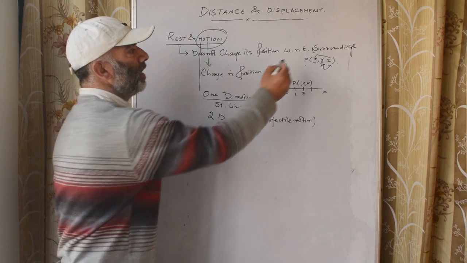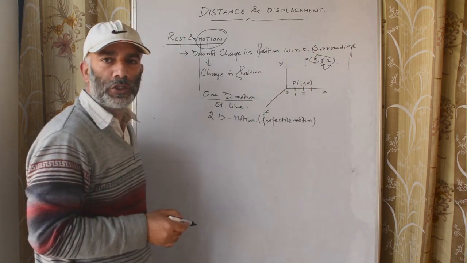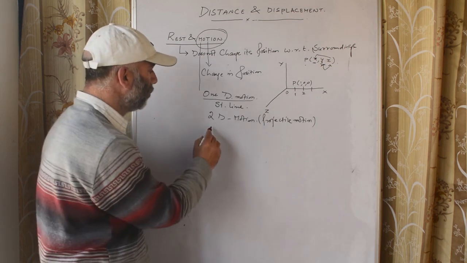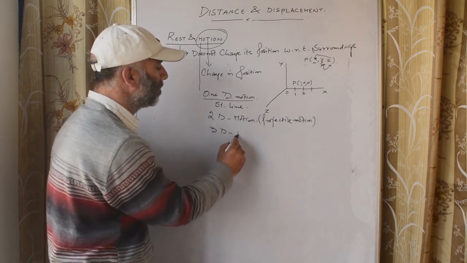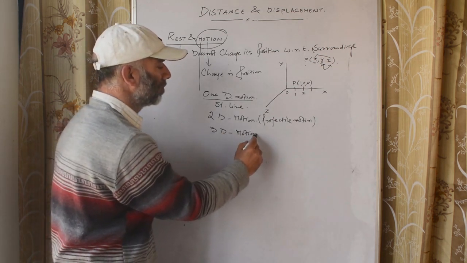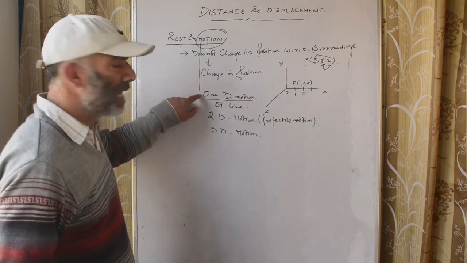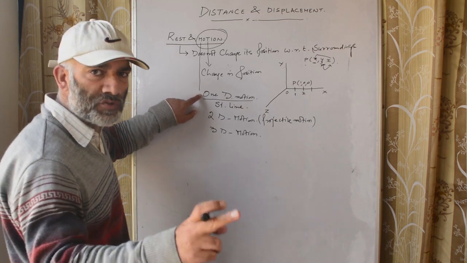On the other hand, if all the three position coordinates are going to change simultaneously, all the three position coordinates, we call the object is executing 3D motion. 3D motion, all the three position coordinates. And remember, in one-dimensional motion, the particle moves in a straight line.